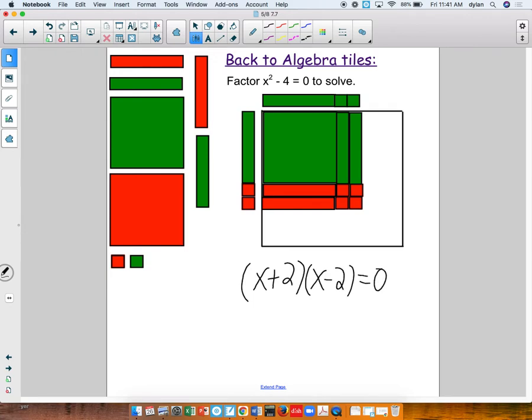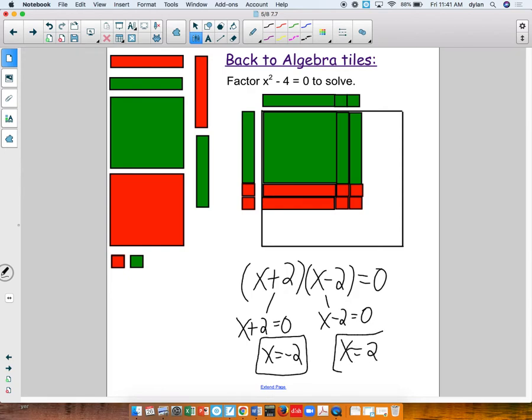And so if we want to solve this, then we can use our zero product property to say x plus 2 equals 0 and x minus 2 equals 0. So x equals negative 2 and x equals positive 2. So you can see here that we can use algebra tiles to essentially visualize factoring this and working our way backwards.